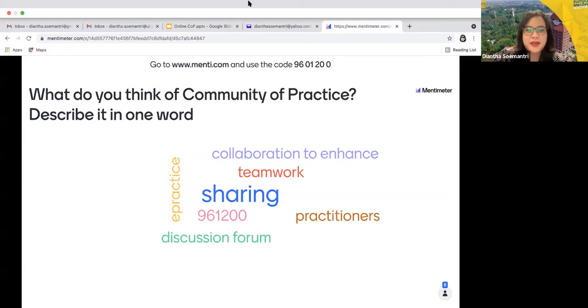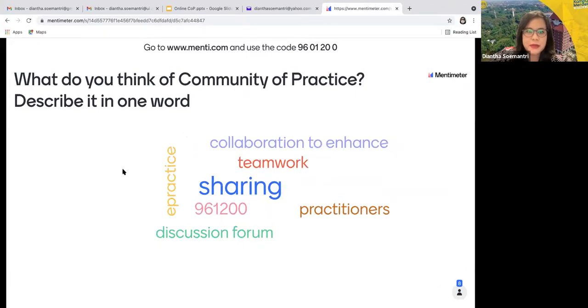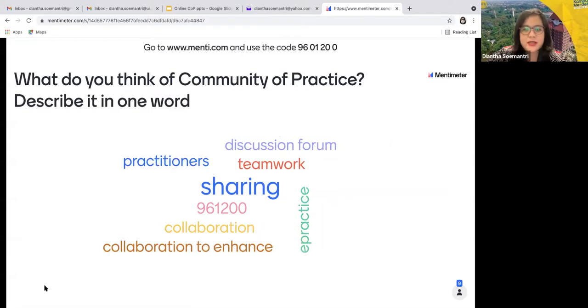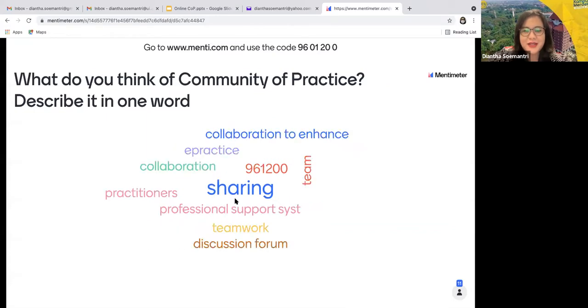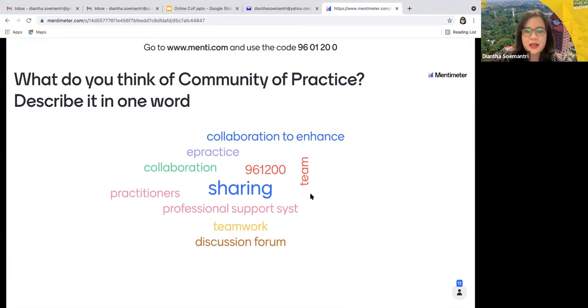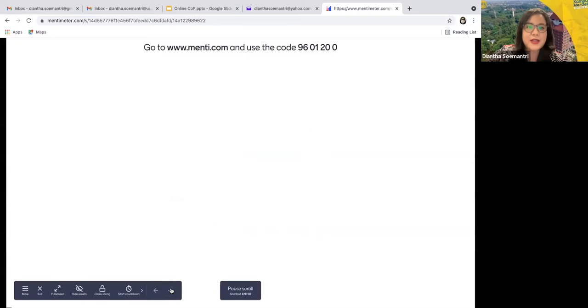Perhaps other opinions? Okay, maybe we can move on to the next. Oh, yeah, it's still coming in. E-practice, practitioners, sharing. Yes, so I think the main idea so far is about sharing. This is the largest word here in the cloud. So about sharing, team, professional support system, very interesting. So this is about a support system for all of us as professionals in our own expertise. Thank you very much. Let's move on to the next question.